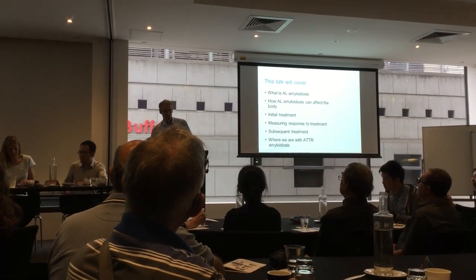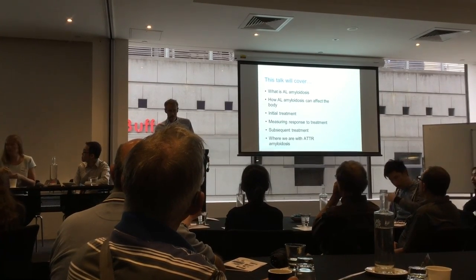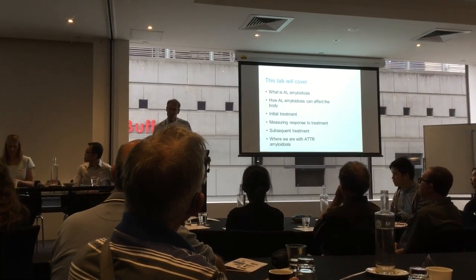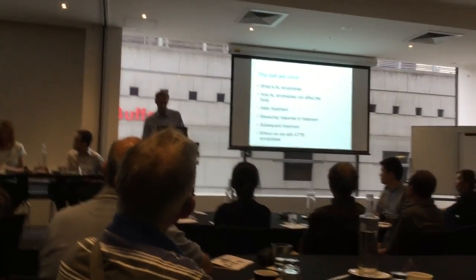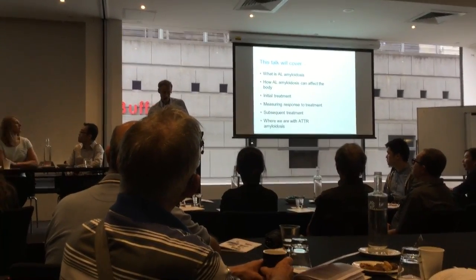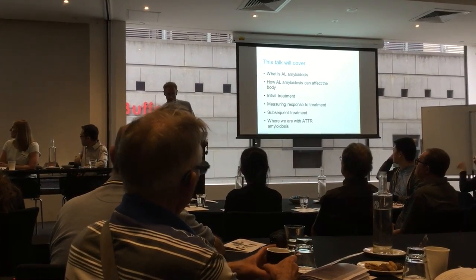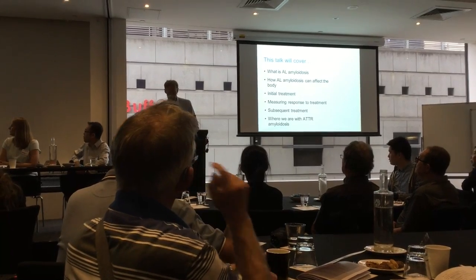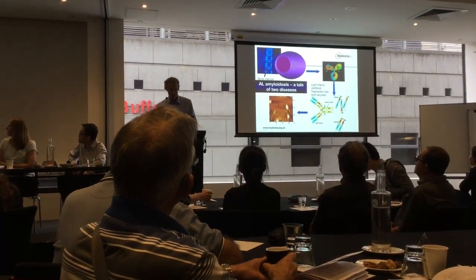So I'm going to talk about what AL amyloidosis is, how it can affect the body, and the initial treatment, how one measures the response to treatment, and what you do thereafter. And I will try to briefly cover where things are with TTR, we should really call it A for amyloid, ATTR amyloidosis. We'll take home messages at the end.